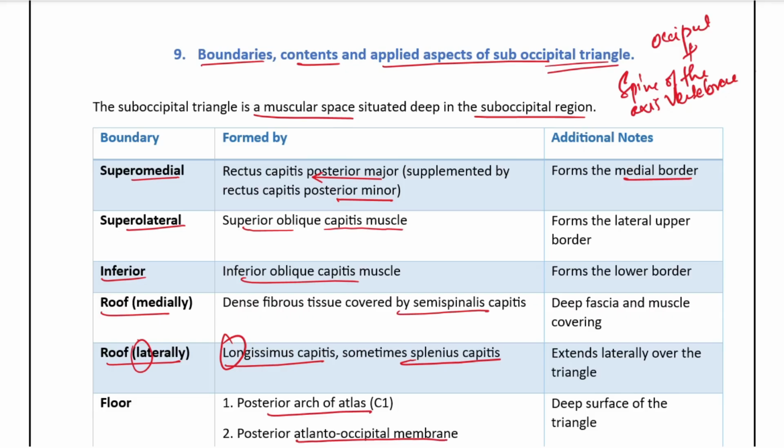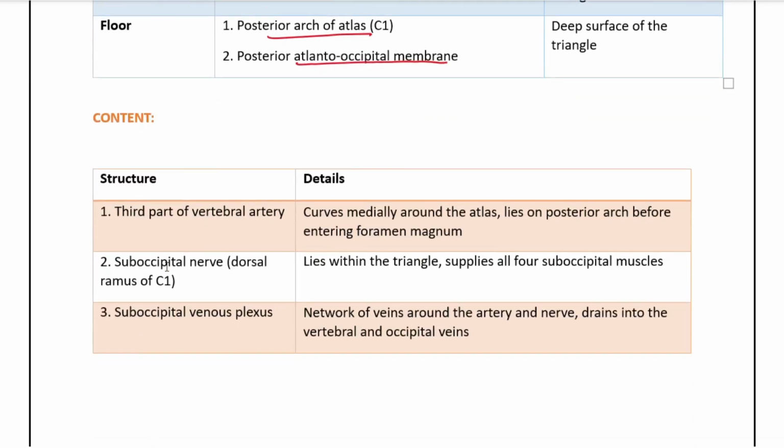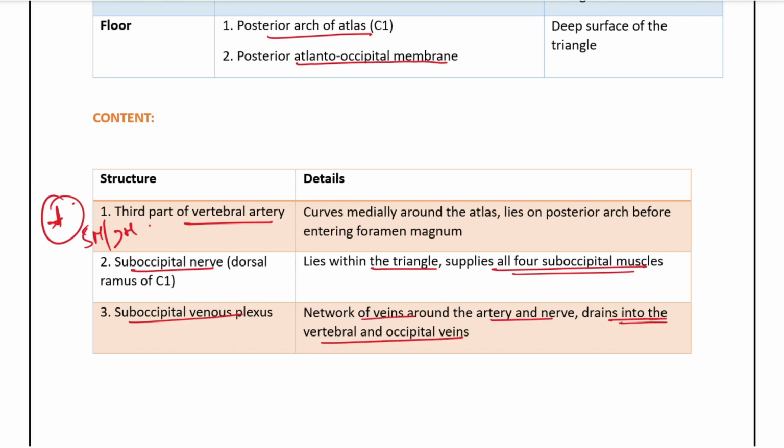You'll understand this when we are discussing the diagram. The contents are the third part of the vertebral artery. It's a very important landmark and also very important from the exam point of view. It's usually asked as a 5 marker or 2 marker. Then we have the suboccipital nerve. It lies within the triangle and supplies all the 4 suboccipital muscles. Then we have the suboccipital venous plexus, the network of veins around the artery and nerve, and it drains into the vertebral and occipital veins.